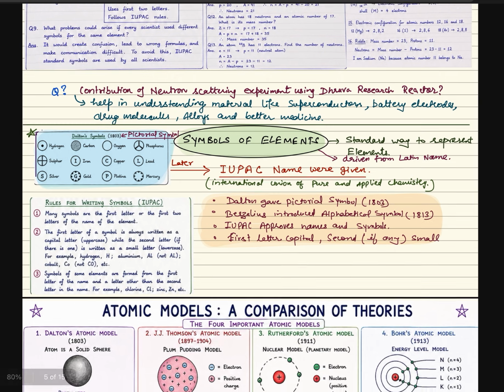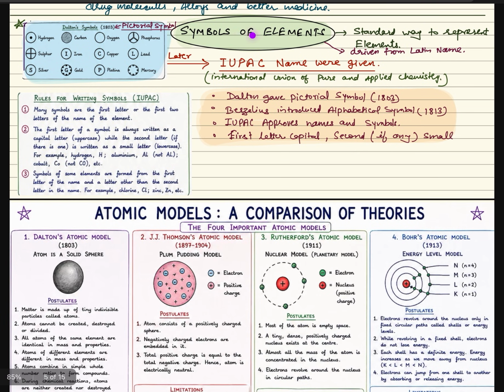Now comes the second half of the chapter, and this is symbols of elements. You might have seen the periodic table, and in the periodic table each element has its own symbol. How were the symbols given to the elements? First, Dalton gave symbols to the elements. He gave pictorial symbols. Hydrogen will look like this, carbon like this, oxygen like this, and so on. But it's very hard to remember all the pictures because there are so many elements in the periodic table.